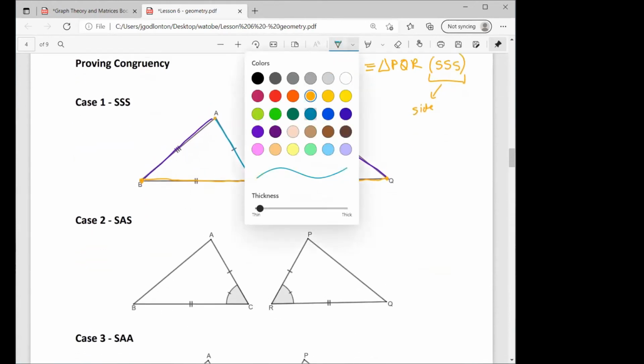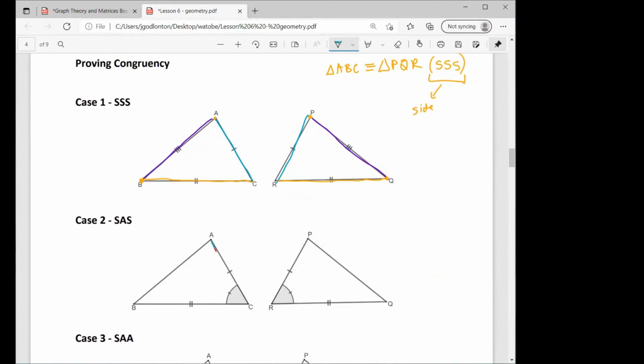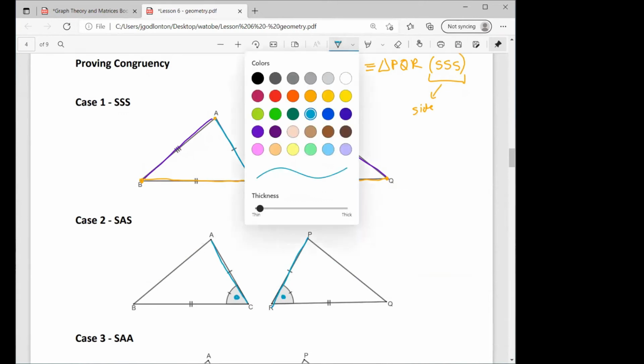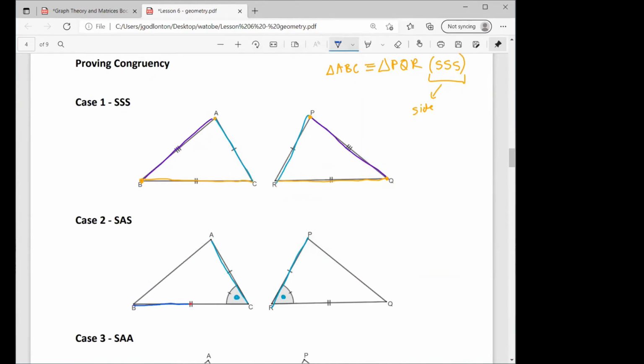Case 2 is side, angle, side. So we have AC, which is the same as PR. And then we've got this angle, which is the same. So angle C is the same as angle R. And then again, we've got BC, which is equal to RQ. Now, the important thing with this reason is we write it as SAS because that angle that's the same in both has to be in the middle. So it has to be sandwiched between the 2 sides that are the same as each other. If it's not in the middle, we're not allowed to use this reason.